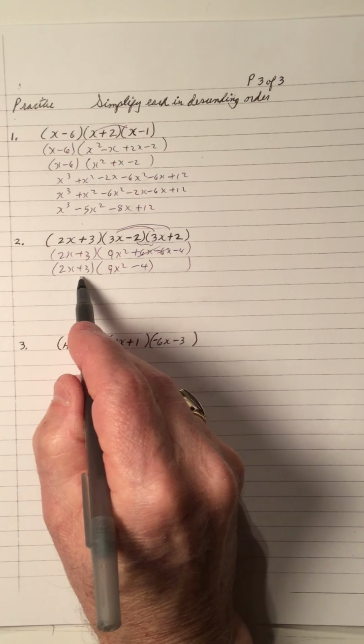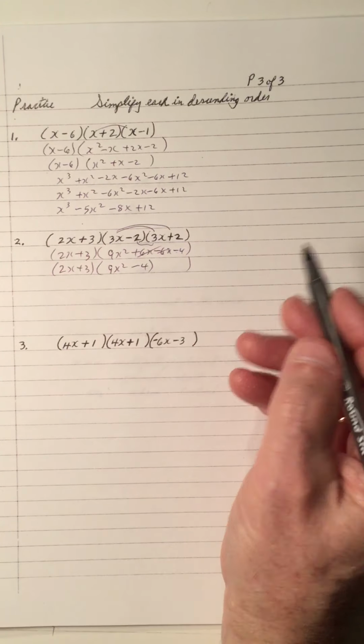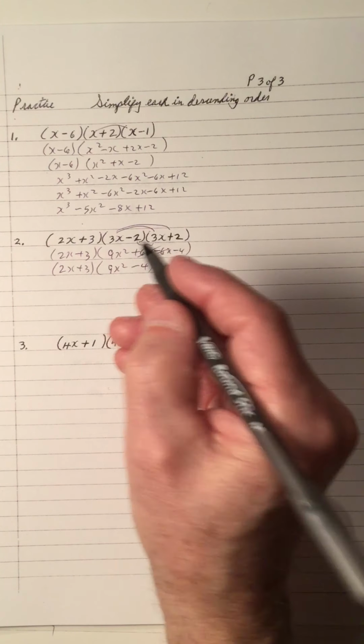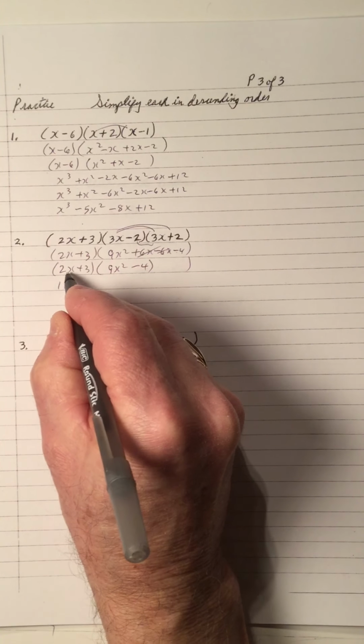Now I only got 2 and 2 here. That only gives me 4 terms in total. So that's half the terms. So simplifying makes it easier.